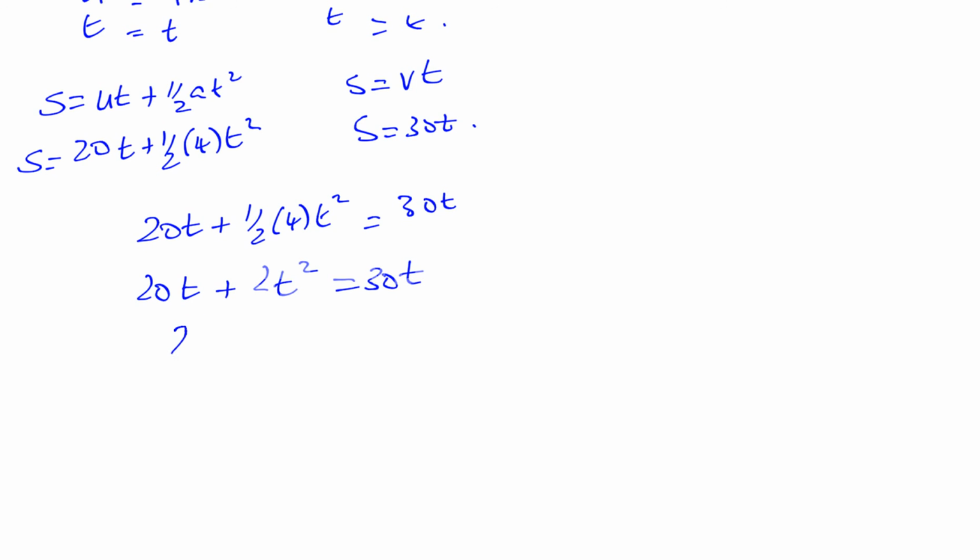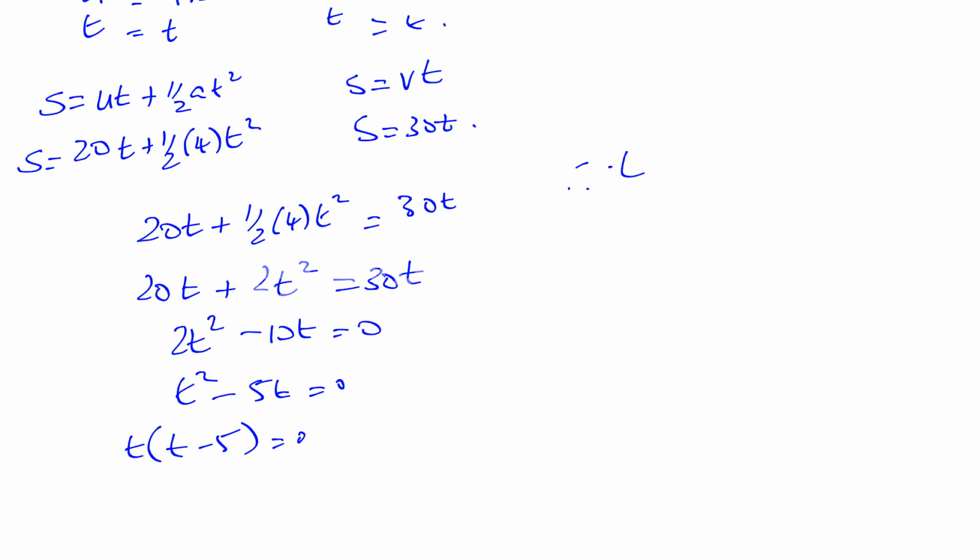Bring everything to one side as it's a quadratic, so 2t squared minus 10t equals 0. So you're going to have t squared minus 5t equals 0. So you have t times (t minus 5) equals 0. Therefore t is equal to 0. Now that's obviously when they started off. And t is equal to 5. So of course our answer is 5 seconds.